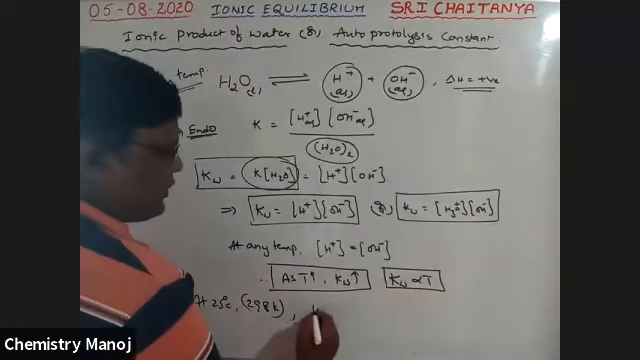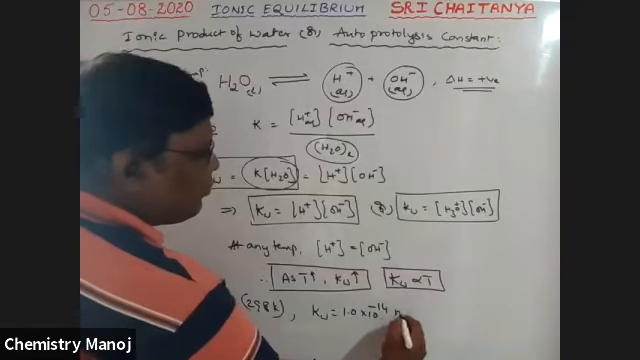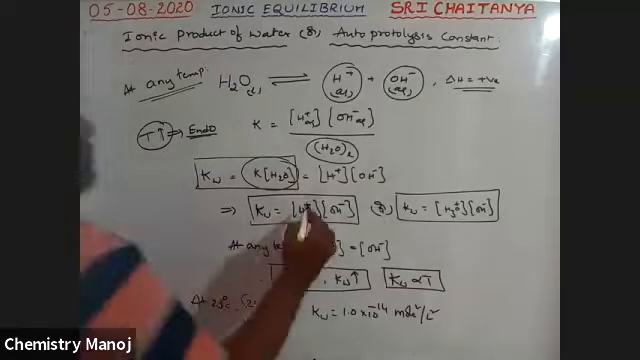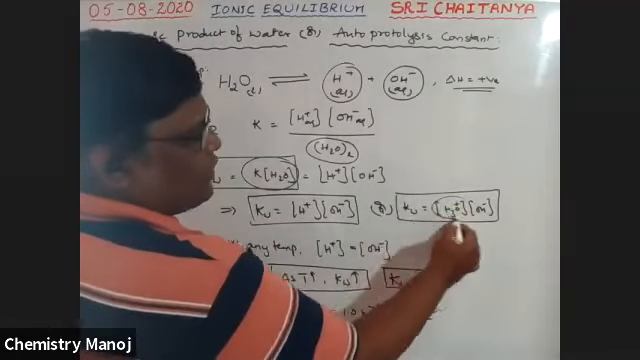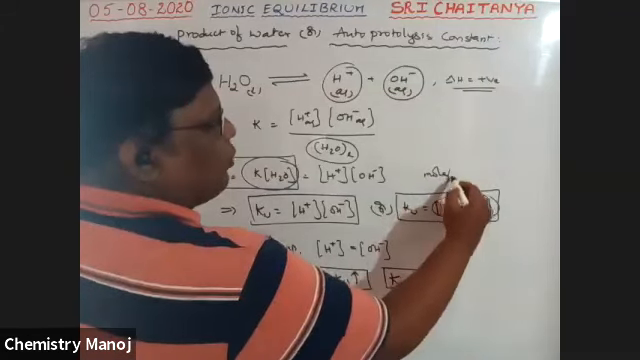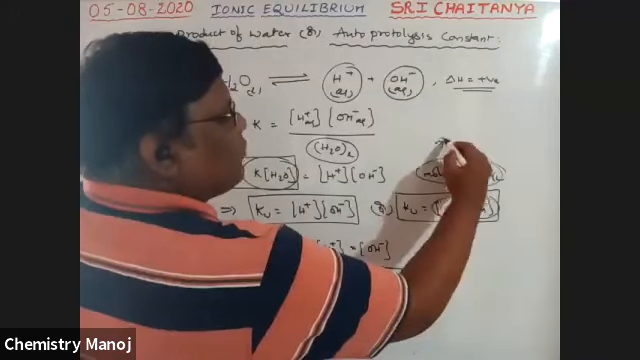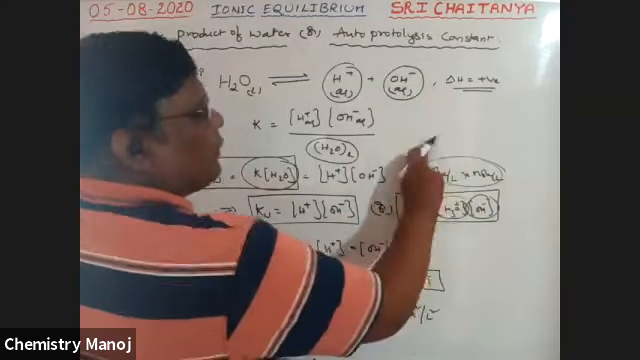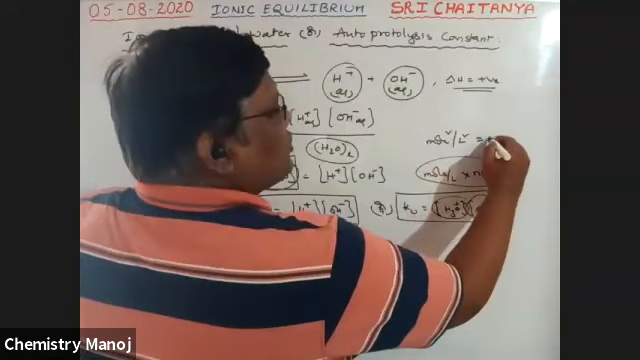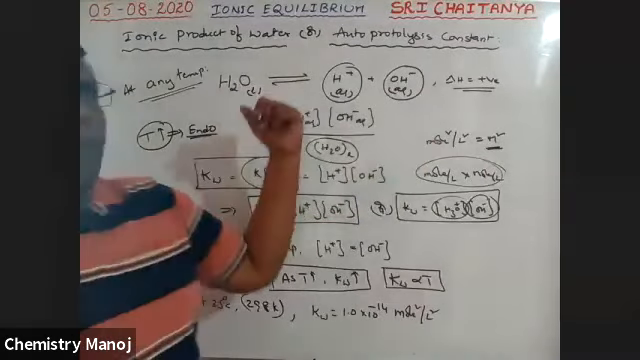That Kw value is equal to 1.0 × 10^-14 mol² per liter². This is the unit of Kw, because Kw is equal to concentration into concentration. The concentration is generally expressed in terms of molarity, mole per liter into mole per liter. That is why the unit is mol² per liter², which is also called M², molarity squared. So that is the unit for the Kw value.